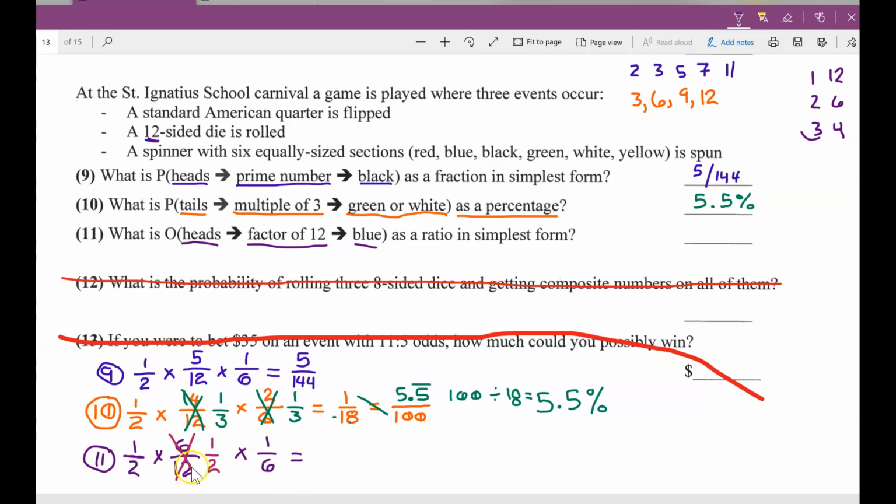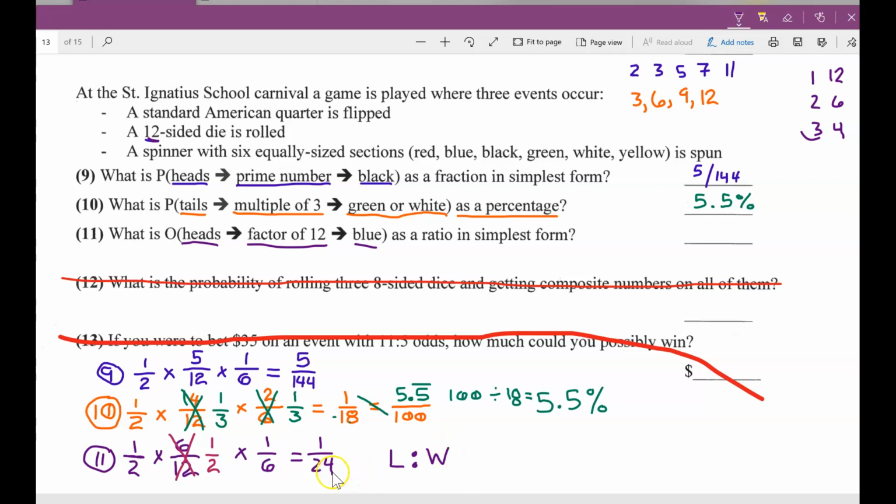All right, once we've simplified, we can multiply. Across the top, we have 1 times 1 times 1. That's 1. And across the bottom, we have 2 times 2 is 4, times 6 is 24. So our probability fraction is 1/24. But we want this as odds. Remember, odds are losers on the left, colon, winners on the right.